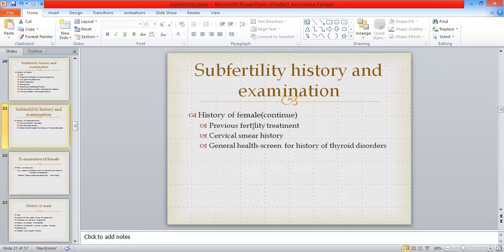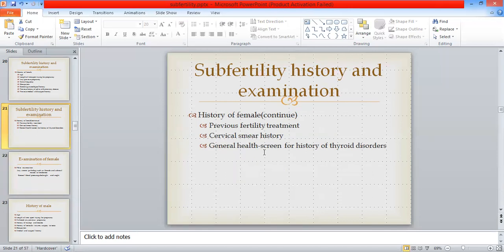Now, the history of the female partner is continued. In the history from the female partner, we will ask about any previous treatment the patient has taken. Whether the female has taken treatment previously for her subfertility or not. If she has taken fertility treatment, which type of drug she has used, which type of treatment she has done, and which type of investigation she has done. And from the female partner, we will ask about cervical smear history, whether the patient has previously given a cervical smear for screening or not.